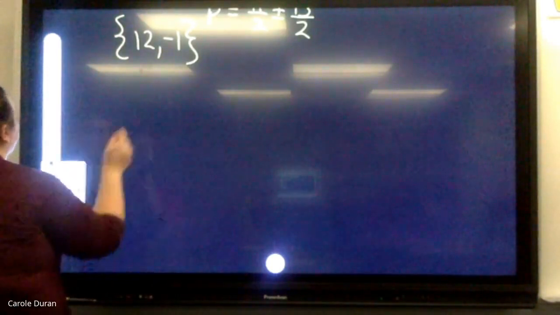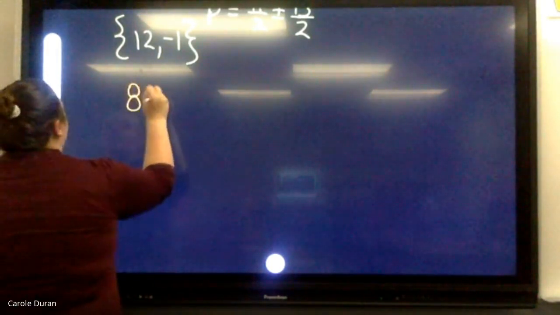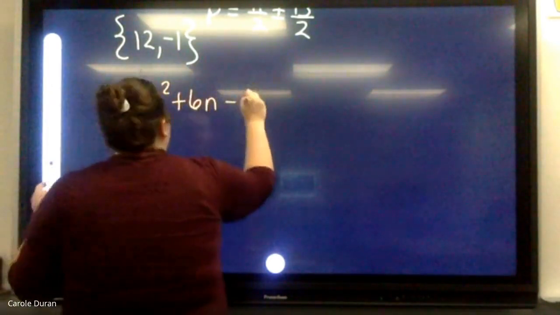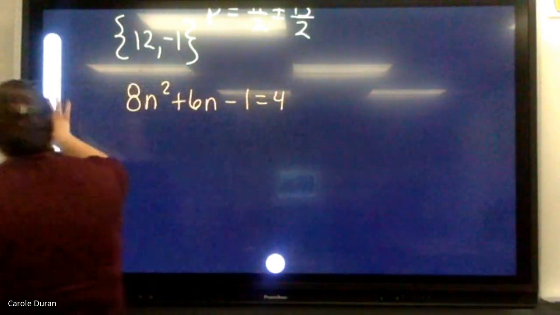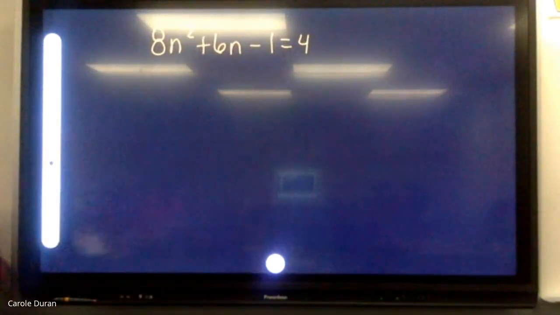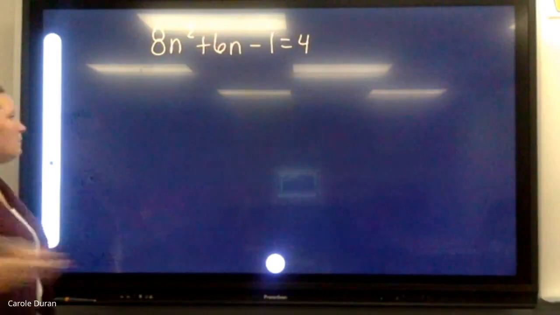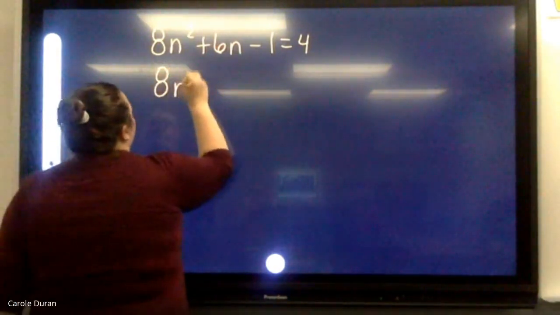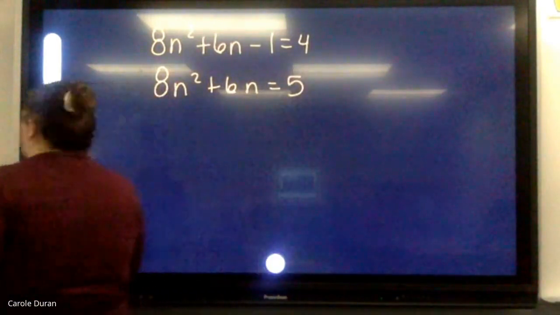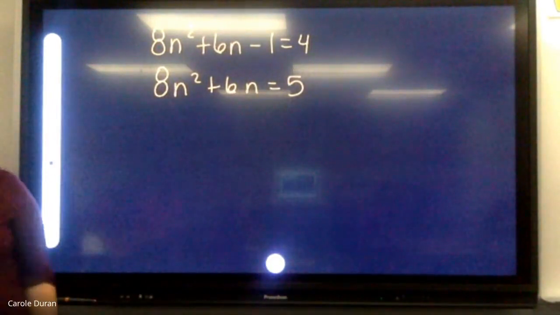Because you guys did really well with that one. So I have 8n squared plus 6n minus 1 equals 4. Eli, what do I do first? Add the 1 over. Okay. Which leaves me with 8n squared plus 6n equals 5.